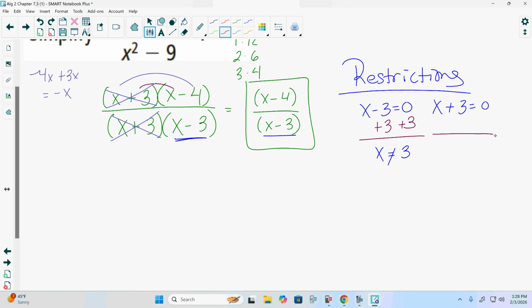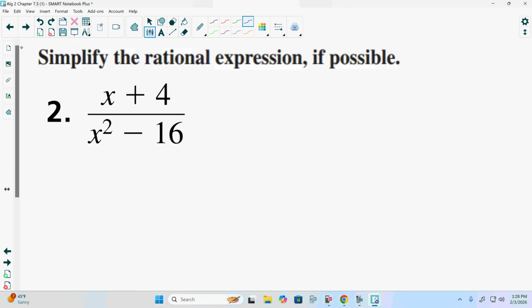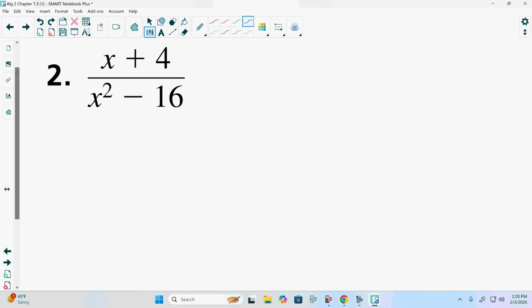With our x plus 3, we would subtract 3 from both sides, and our 3 minus 3 would be 0. 0 minus 3 is negative 3. So with our x plus 3, we would get a division by 0, so x cannot be negative 3. It's our other restriction. Questions on this here? This is where we're going.